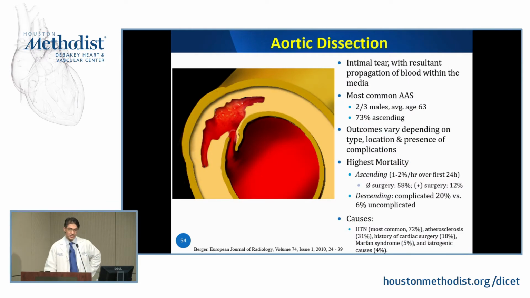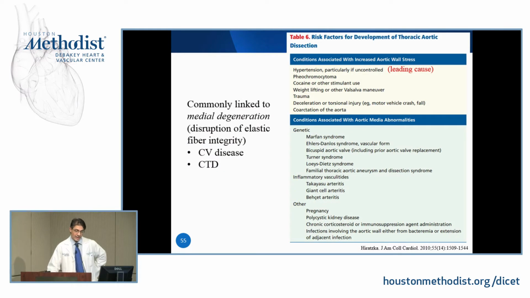So aortic dissection is a tear in the intima, and you have blood flow that gets into the media and creates this double lumen. It has a very high mortality for ascending, where it's 1 to 2% per hour, and therefore why you need surgery. Most common cause, again, is hypertension. Here's some different things that have been associated with aortic dissection. I'll point out to you hypertension.